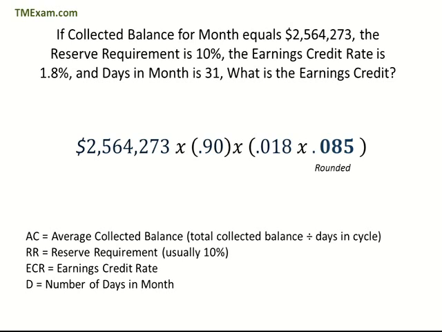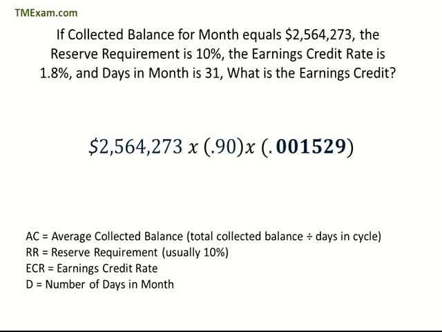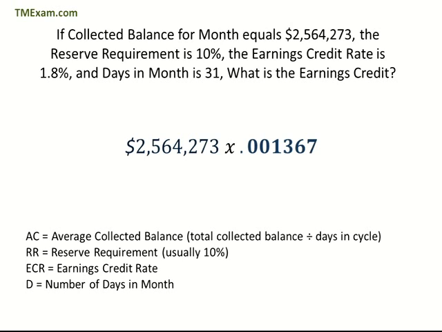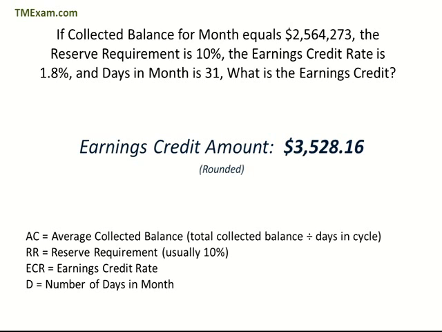And then after we consolidate that, we will consolidate everything that's in parentheses here, 0.018 times 0.085, and get 0.001529. Next, we'll continue with the steps, and you could really do this in any order, but we'll just consolidate those last two numbers and make them 0.001367. And then the final step will multiply these two numbers together, and the earnings credit amount is $3,528.16.